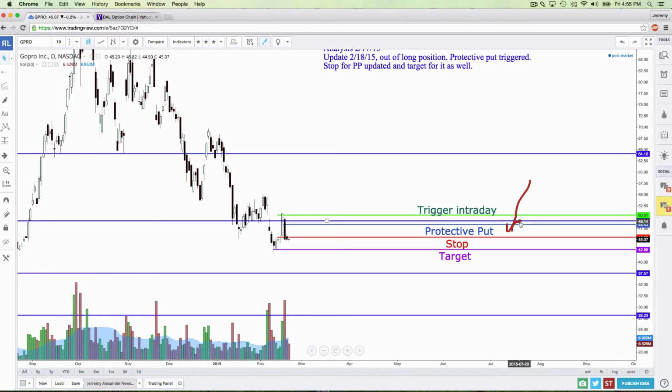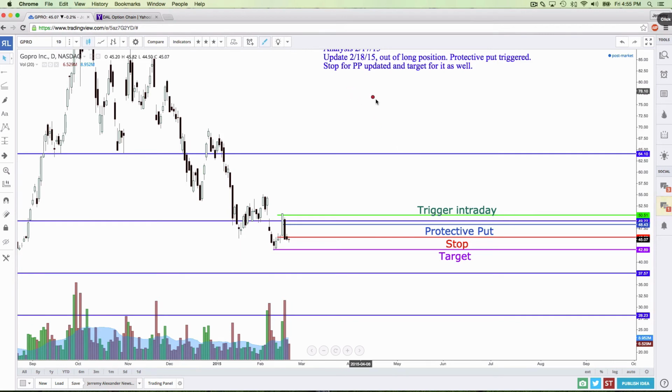What the heck's the stop for if you have a protective put? Well, if I ever put a stop on the chart, that really means I'm not planning on being in this trade very long. I don't really care about GoPro. I'm not going to be in shares for more than a few weeks to a few months. I'm just going to get out of that trade and all is swell in the world. The stop is for when I exit my long position. Let me say that one more time. The stop is for when I exit my long position.